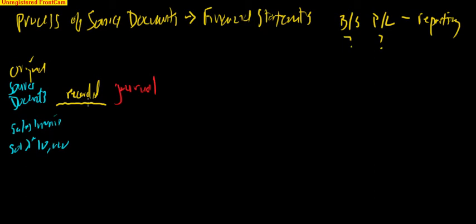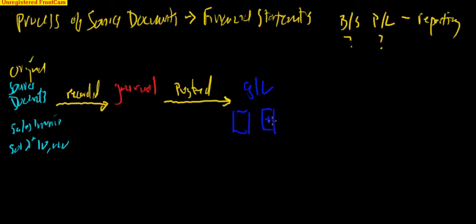So we move from original source documents, which get recorded in a journal. Where do they go from the journal? From the journal, it gets what? Posted to a general ledger, GL. Gets posted to the general ledger. This shows all the different accounts that are impacted, and that individual sales transaction shows up on each one of those ledger accounts. From the ledger accounts, where does it go?